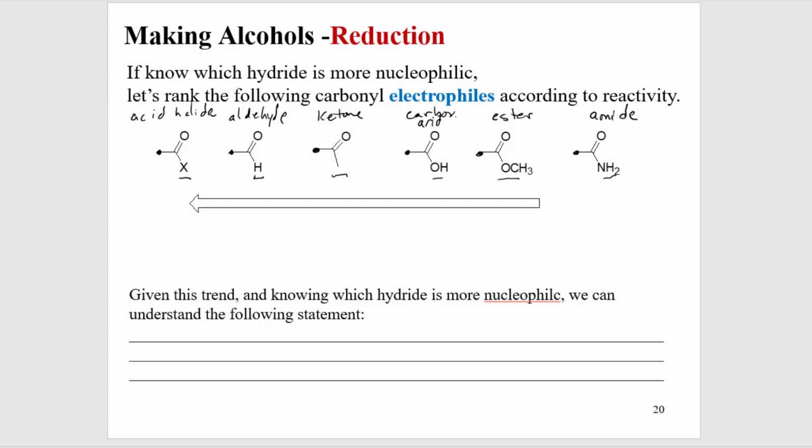So let's go back to our inductive effects. A halogen, like chlorine, is considered to be an electron withdrawing group. So if you're withdrawing electron density, you're making the carbon it's attached to more electrophilic. A hydrogen is neither electron donating nor withdrawing, and it has no steric hindrance. So aldehydes are actually pretty electropositive.